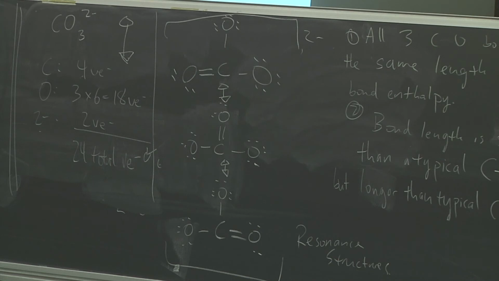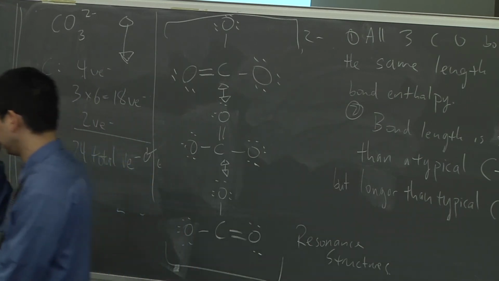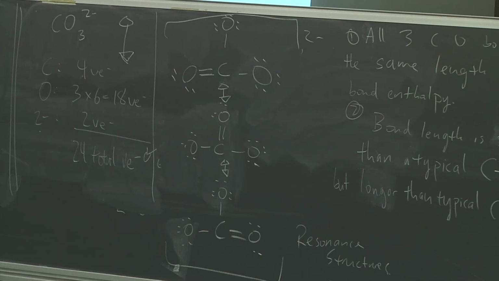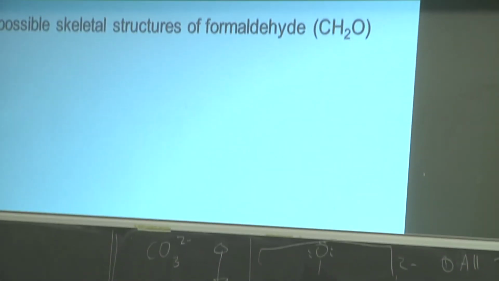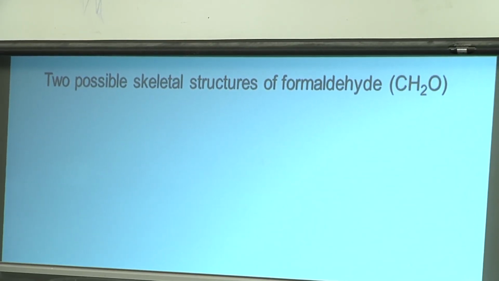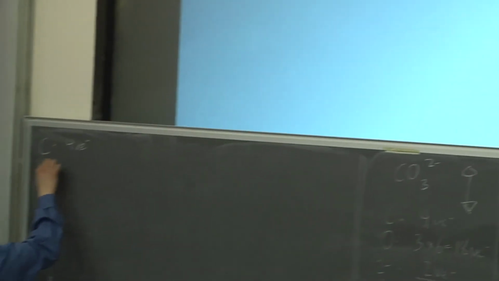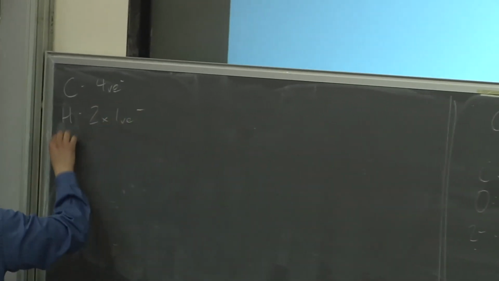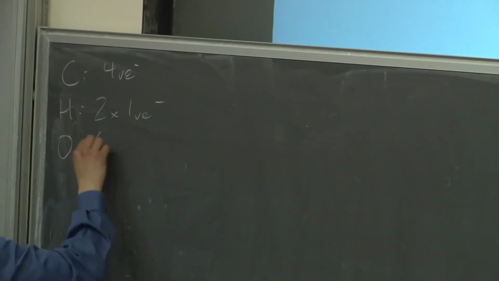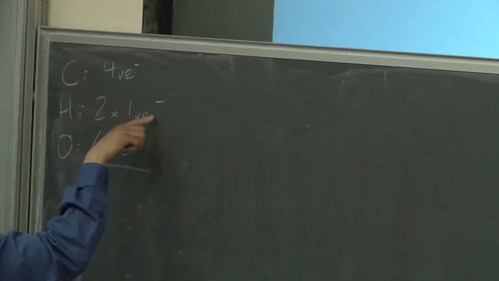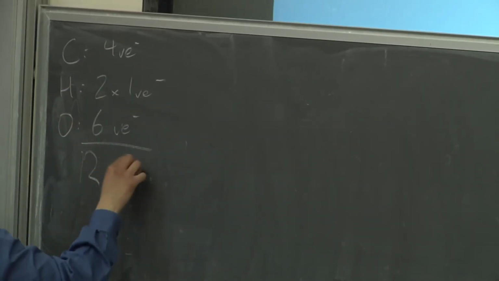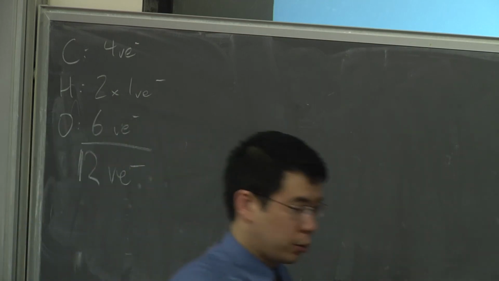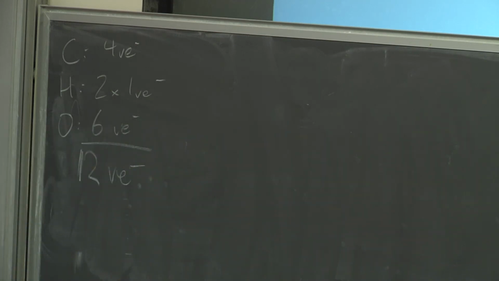The next one we're going to look at is CH2O. In this case, we're going to count the total valence electrons. C has 4, H is going to be 2 times 1, and O is going to be 6. So there's going to be a total of 12 valence electrons. We good there?